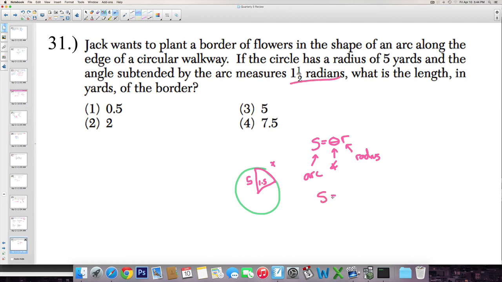So S equals 1.5 times 5. And my S's look like my 5's. All right. Try to do a better one. There we go. S equals 7.5. 1.5 times 5 is 7.5.